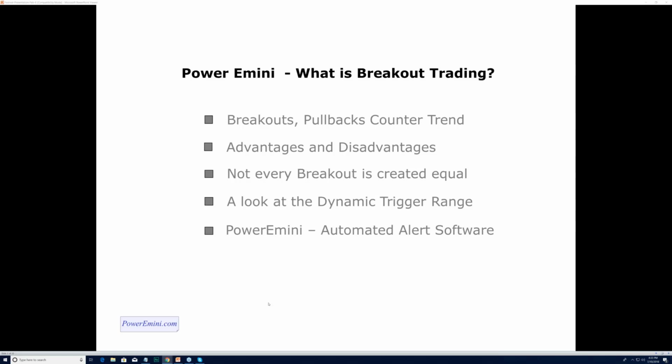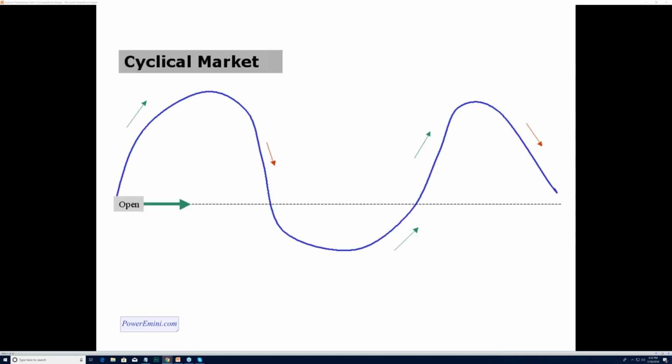So what we're going to do today is go through the different types of trade entries, breakouts, pullbacks, and counter trend entries, and compare all three of them with each other, and talk about the advantages and disadvantages. And we're going to talk about why not every breakout is created equal. Then we're going to look at something that I developed, which I call the dynamic trigger range. And finally, we'll talk about my automated alert software.